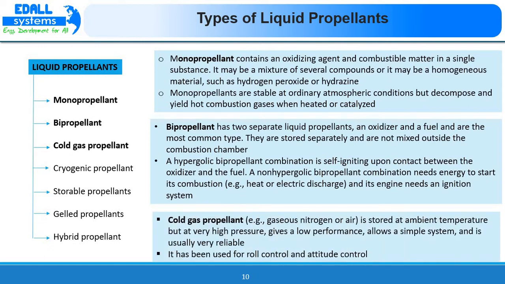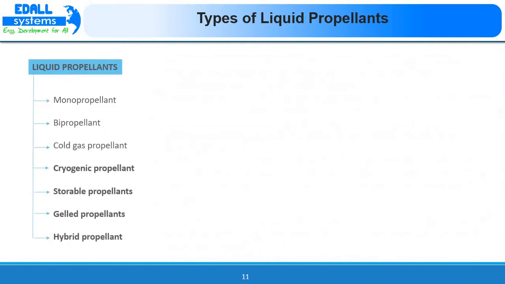Then the next one, that is cold gas propellants, for example gaseous nitrogen or air, which is stored at ambient temperature but at very high pressures. It gives a low performance, allows a simple system, and is usually very reliable. It has been used for roll control and attitude control. Next we will see cryogenic propellants.